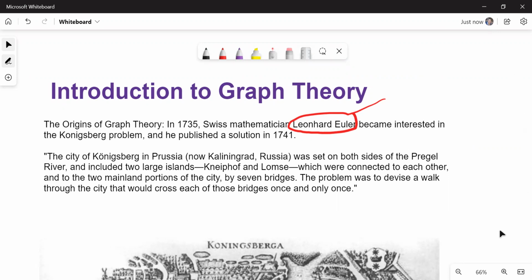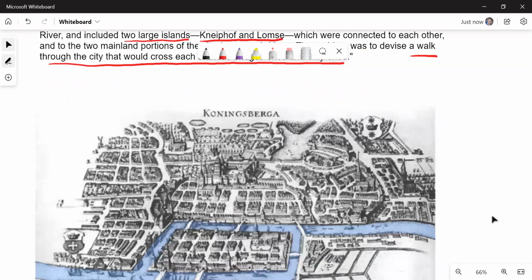So the idea was that there was this city, then in Prussia but now in Russia, which was set on both sides of a river, and it had these two large islands, and I'll leave the pronunciation of those off. They were connected to each other by these 7 bridges. And so this problem was a bit of a legend in the city: is there a way to devise a walk through the city that would cross each of the bridges once and only once? So you want to try to make this walk so that you don't repeat any of those.